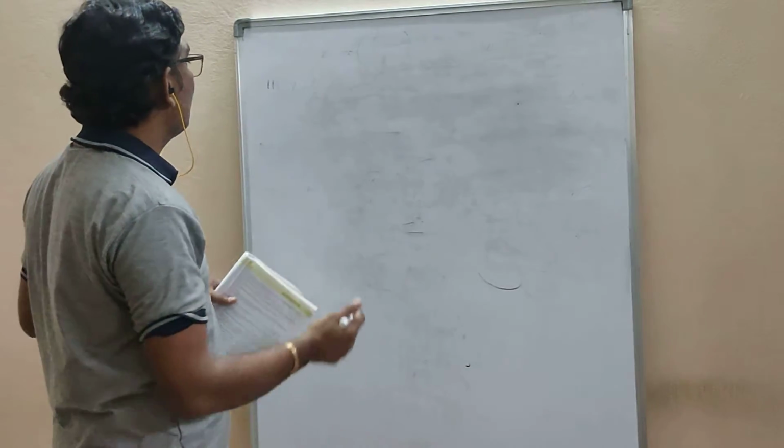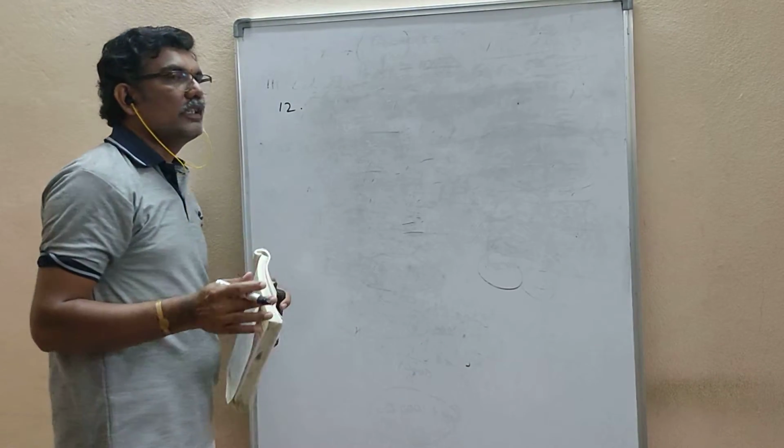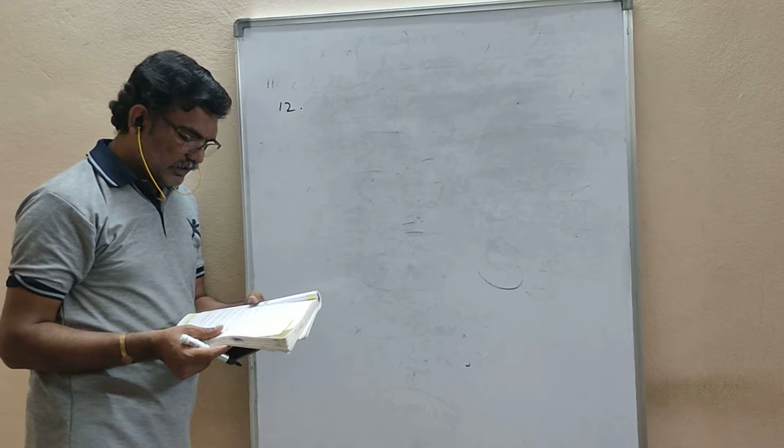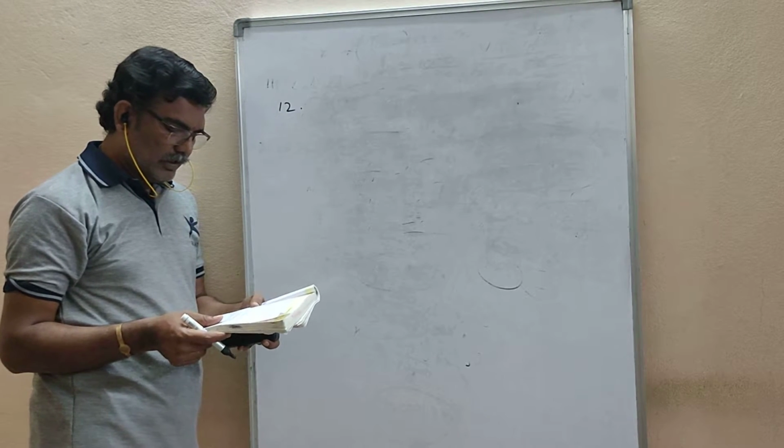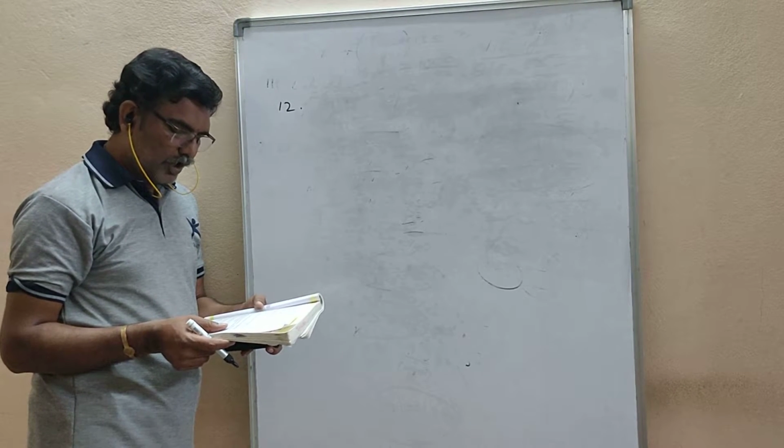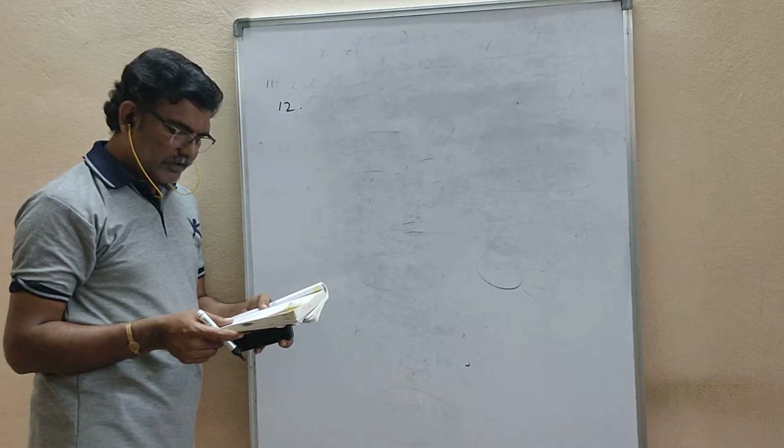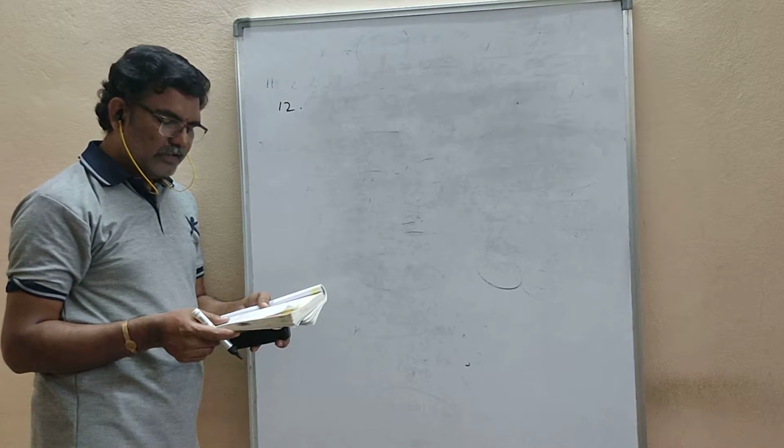Next question is the 12th question. These are very important. By selling a radio for 903 rupees, a shopkeeper gains 5%. Find the cost price of the radio.